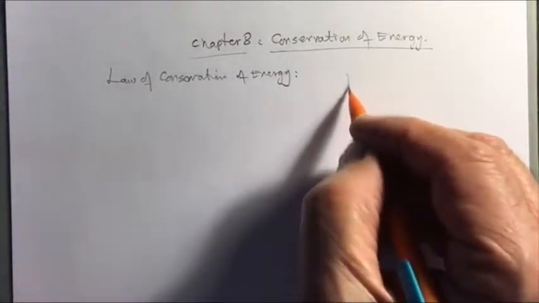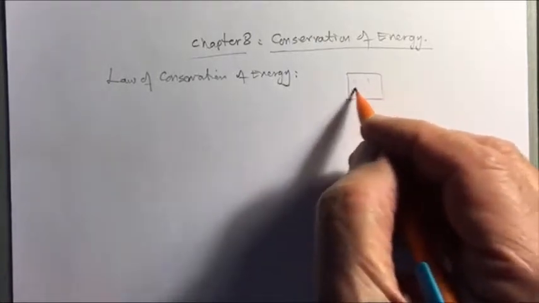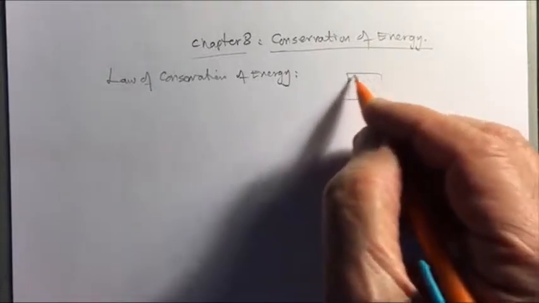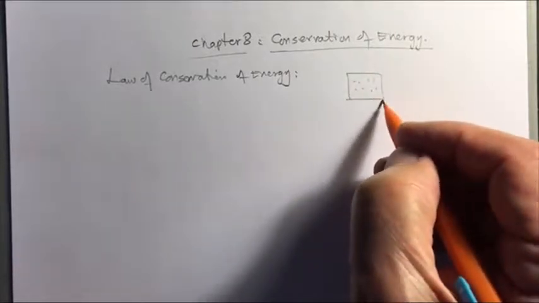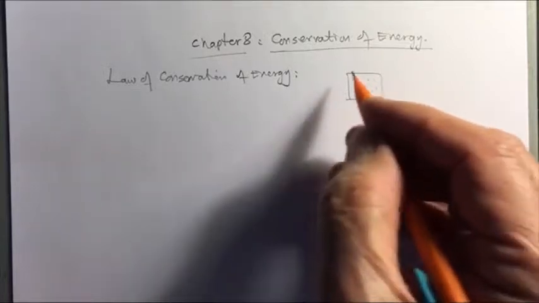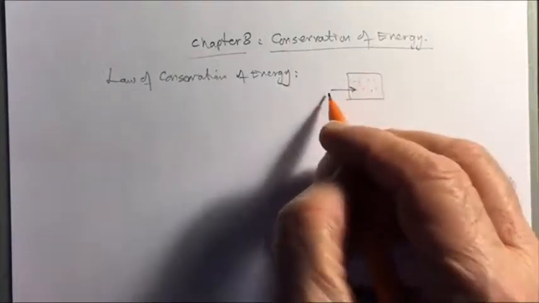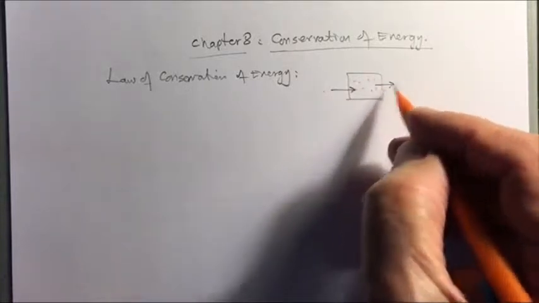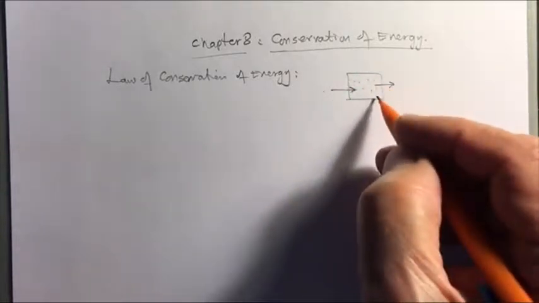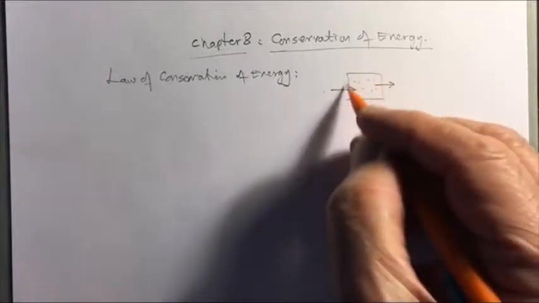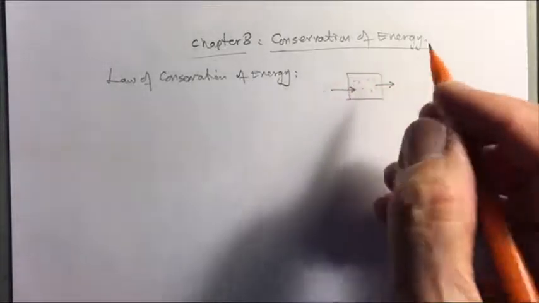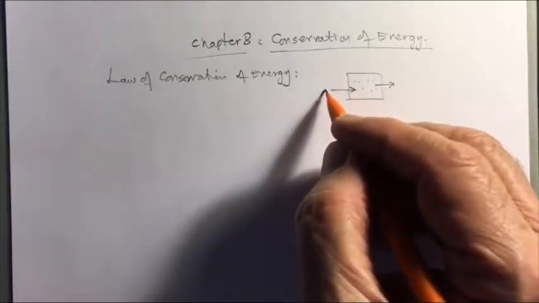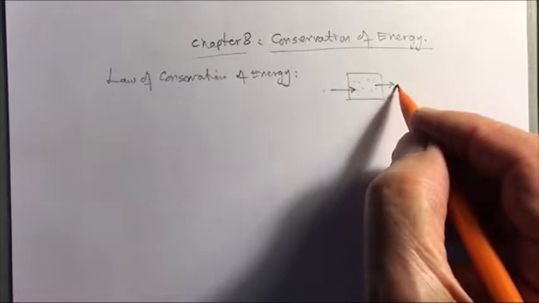So if we have a system and a number of objects inside it, the energy content of this system will not change, will remain the same, unless some energy enters it, in which case it would increase, or if some energy leaves it, in which case it might decrease. So the net change in the energy content of this system would depend on how much energy is coming in and how much is going out.